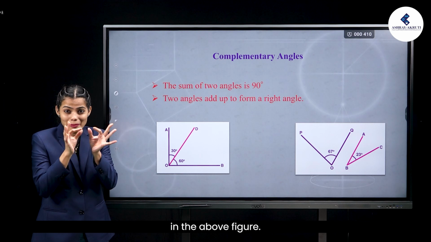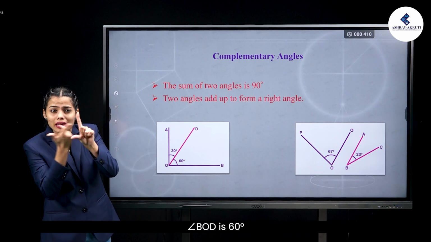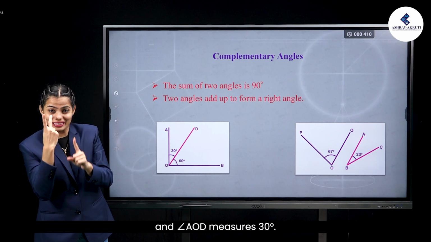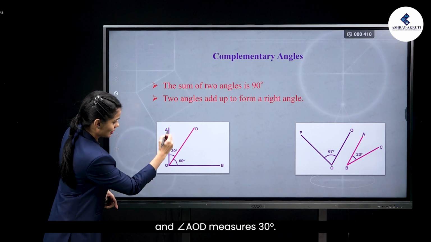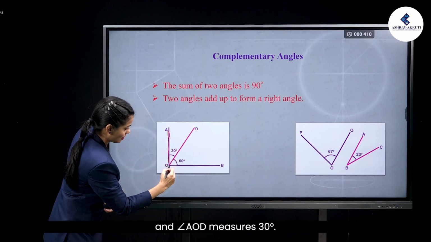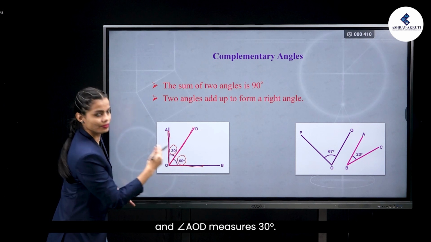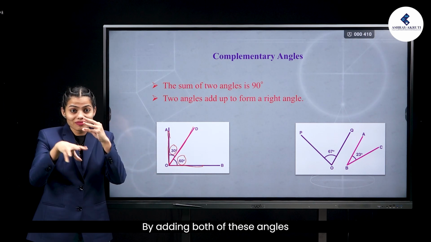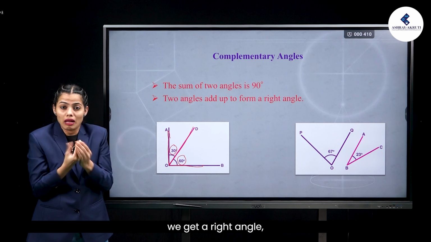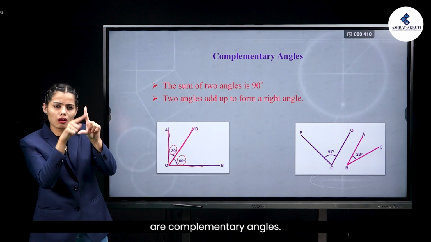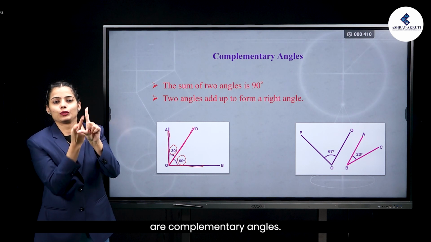In the above figure, the measure of angle BOD is 60 degrees and angle AOD measures 30 degrees. By adding both of these angles, we get a right angle. Therefore, angle BOD and angle AOD are complementary angles.